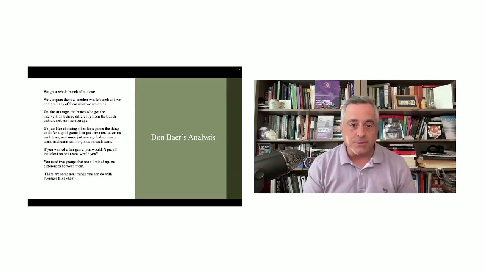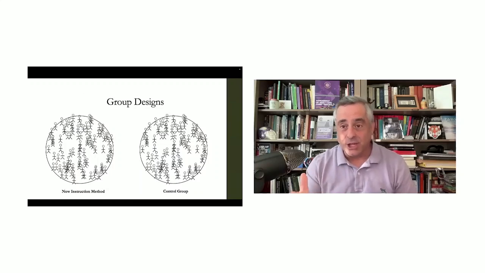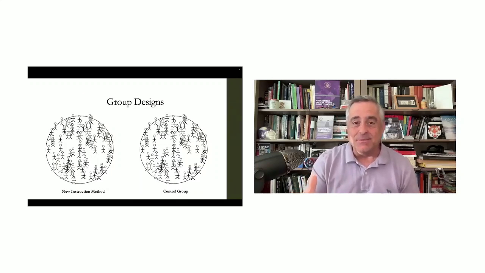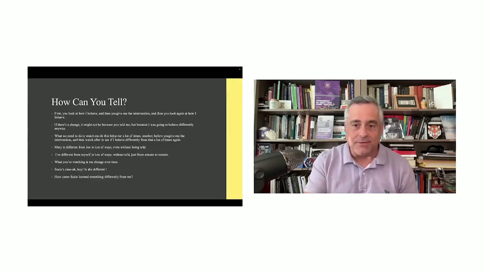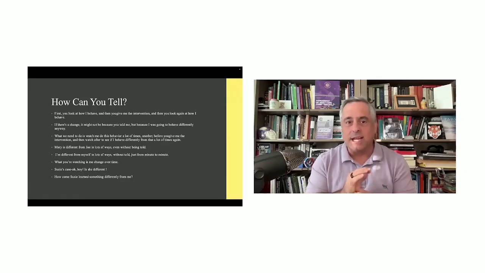So you need two groups that are all mixed up, no differences between them, and there are some really neat things that you can do with the averages, like cheat. Okay, you can actually make some data look a little bit different because you're using averages. You're not using individual information. All right, so I'm going to try to clarify this. So I want you to go through and we're going to look at certain examples that I'm going to give you. Okay, so he goes on to state in the chapter.